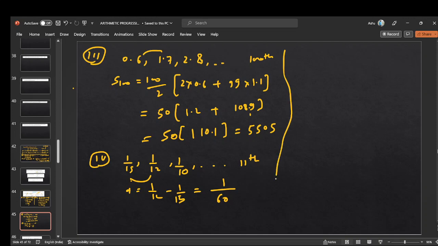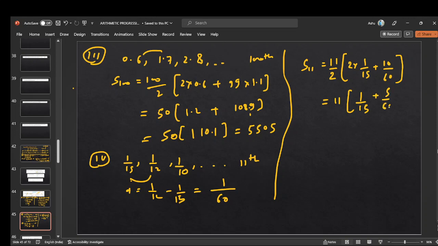Now what is the sum of 11 terms? That is 11 by 2, and 2 into 1 by 15 plus n minus 1, that means 10 into D. D is 1 by 60. Clear? Now if we divide by 2, then we get 1 by 15 plus 5 by 60.